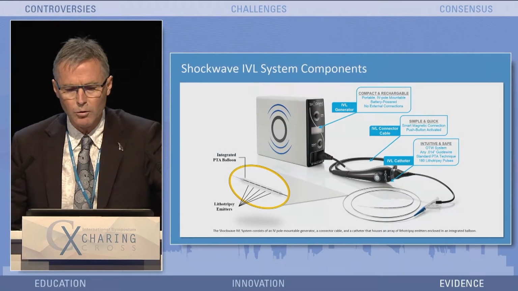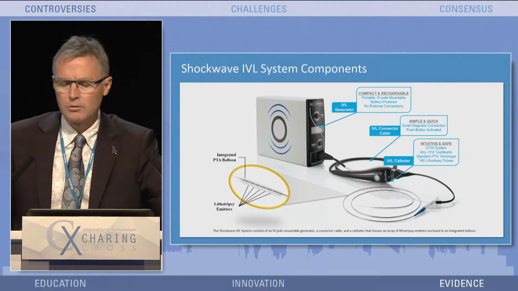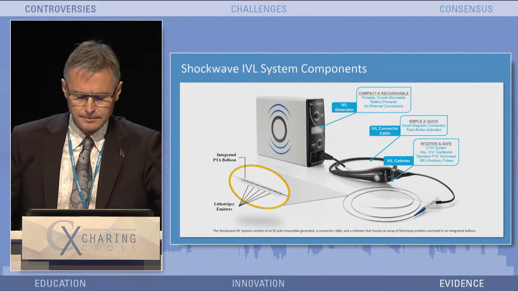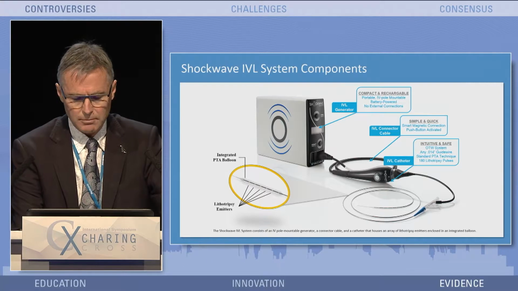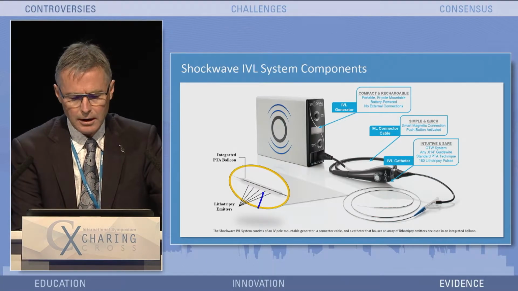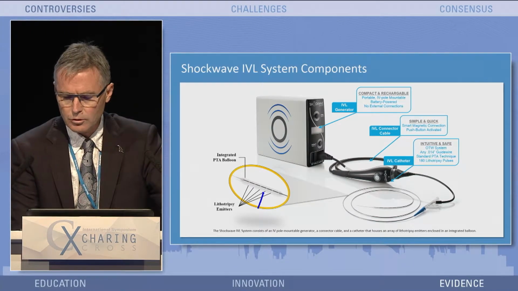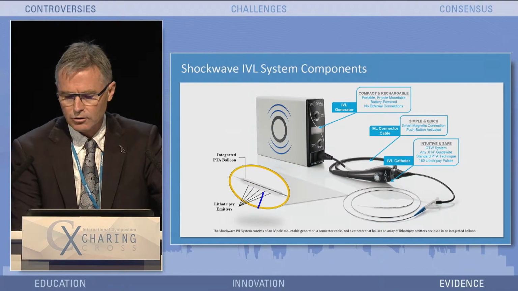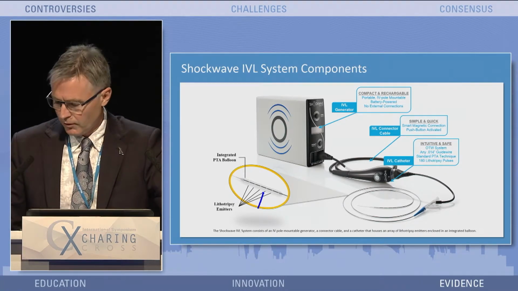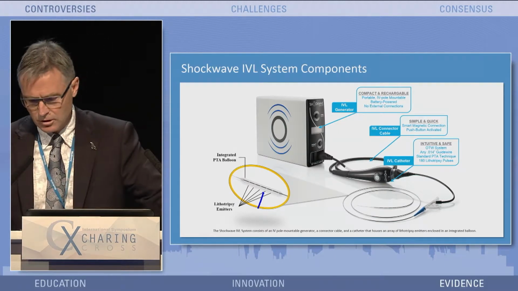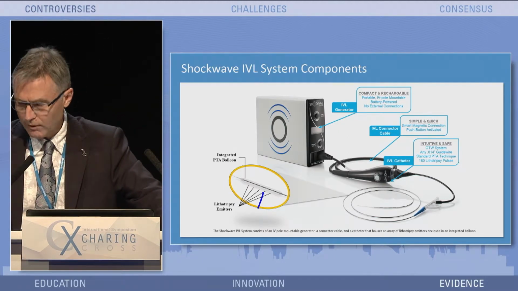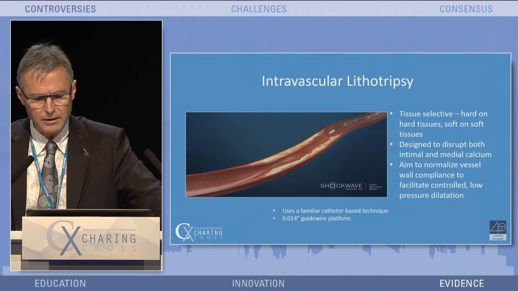Here's really what the Shockwave intravascular lithotripsy system looks like. So here are the lithotripsy emitters, as you can see here, integrated with an angioplasty balloon. This is then used to connect to an intravascular lithotripsy cable and via a connection system to a generator. It's very quick, simple and easy to use, and it's based on an 014 guide wire angioplasty platform.